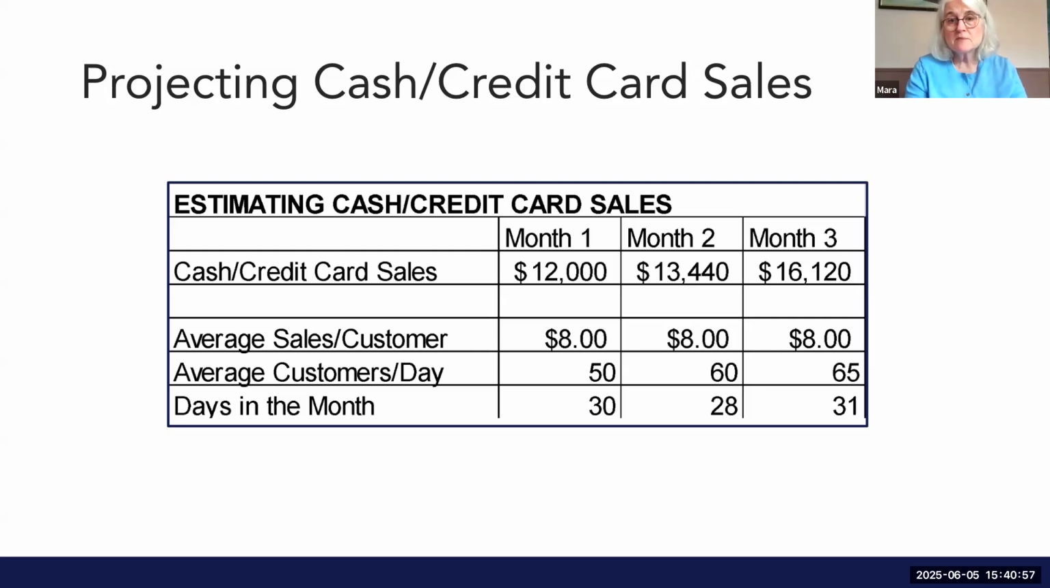So by just doing some simple math, some simple formulas, he's going to project that his first month, he's going to do $12,000 in sales. Month two, $13,440. Month three, $16,120. And obviously he would want to continue that out for the full 12 months. Okay. Next slide, please.